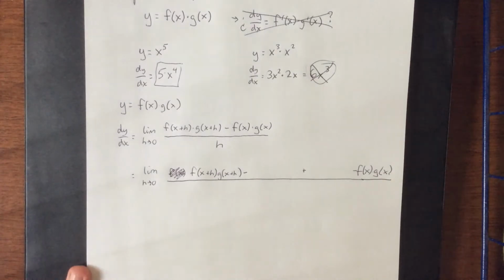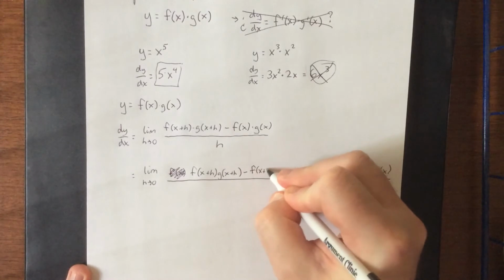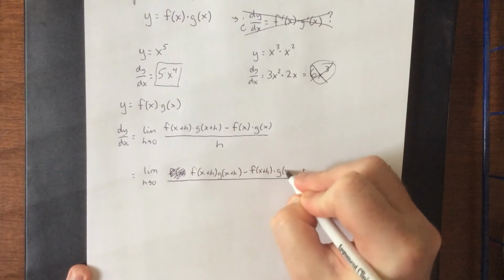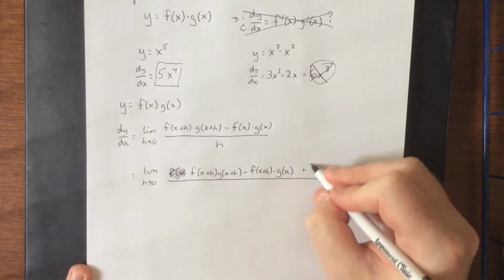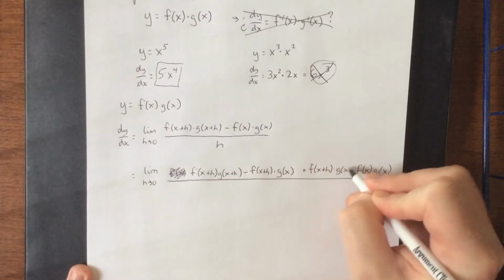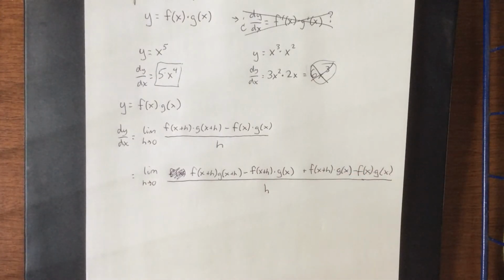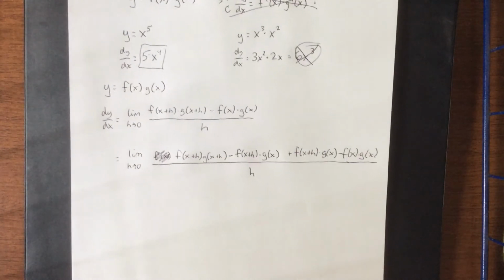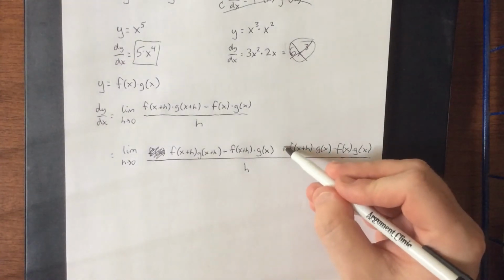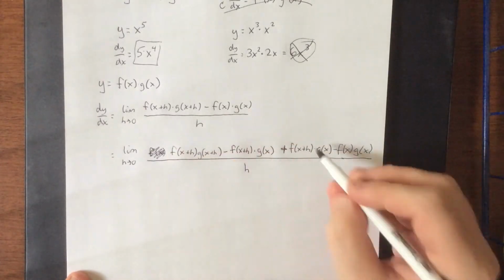The thing that I'm going to be adding and subtracting, or rather subtracting then adding, is f of x plus h times g of x. Now, the answer to the question, why did I do that? The short answer is because it works, and I'm going to demonstrate how. What I'm going to do first is split this into two fractions at this plus sign right here. So I'm going to take this big fraction plus this big fraction.